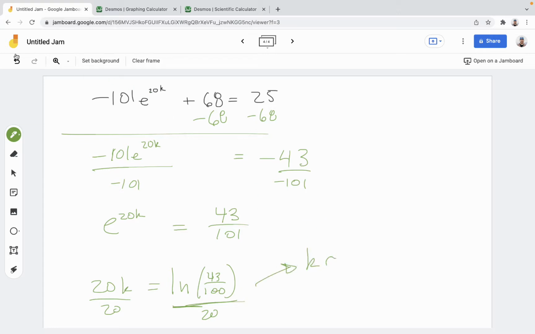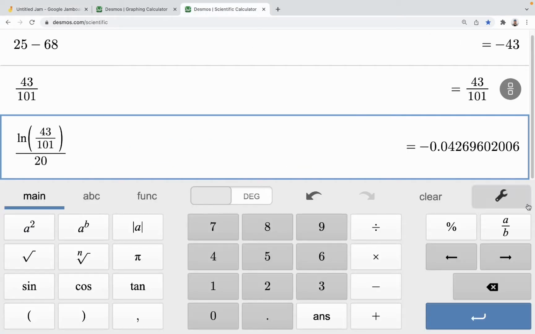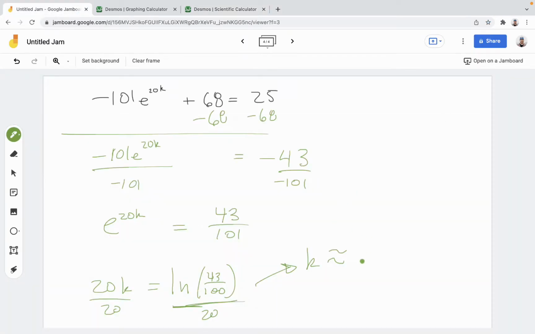So the best we can really do is approximate it. You can use this approximation, negative 0.0427. However, I would continue to use the full value of k within the model. So to make predictions and things like that, I would recommend using the full value of k.